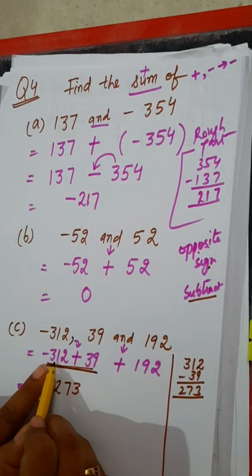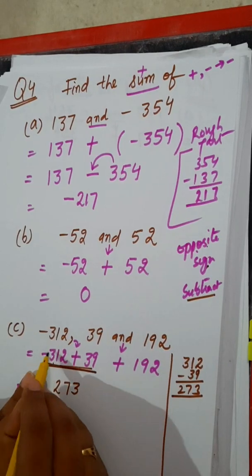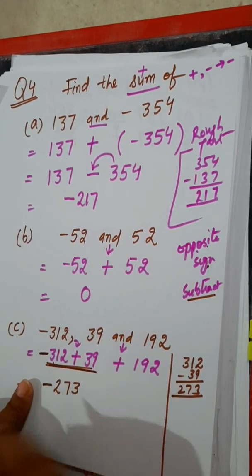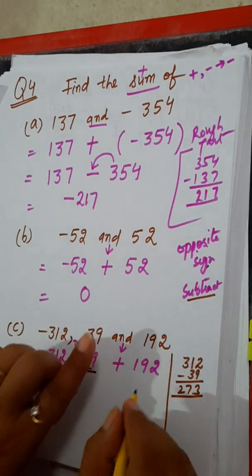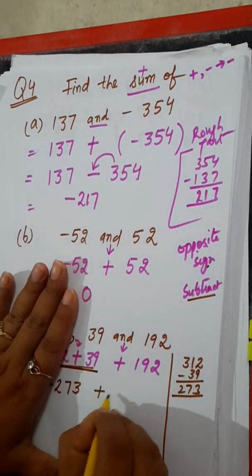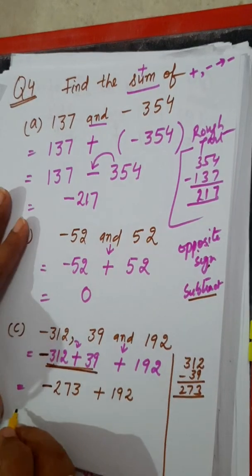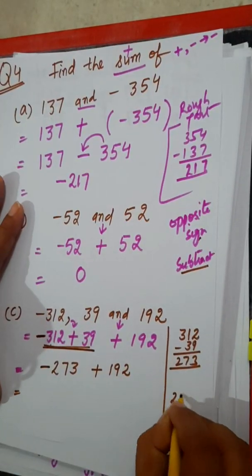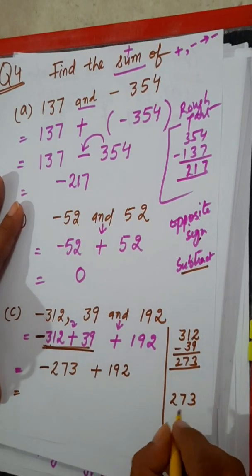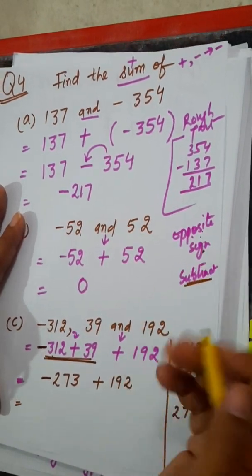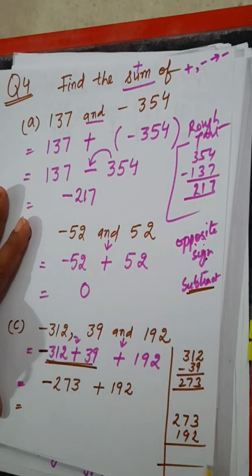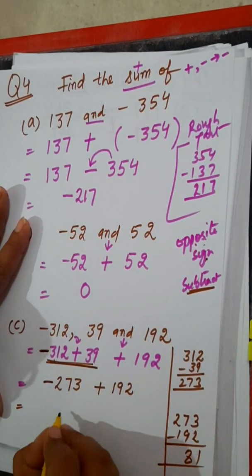Now 312 has greater numerical value and has the sign of negative. So I will put negative sign in front of 273. Now I will write this 192 as it is. Now I will solve this. Both have again opposite sign. Opposite sign you have, then you have to subtract. Opposite sign subtract, same sign add. So subtract it. So you will get 81.